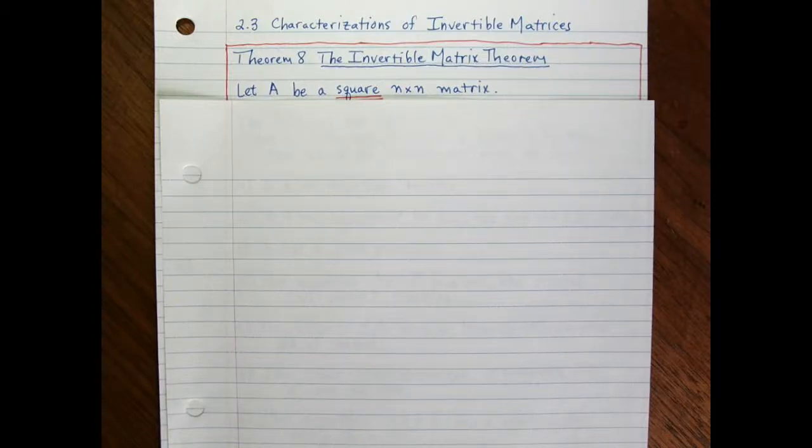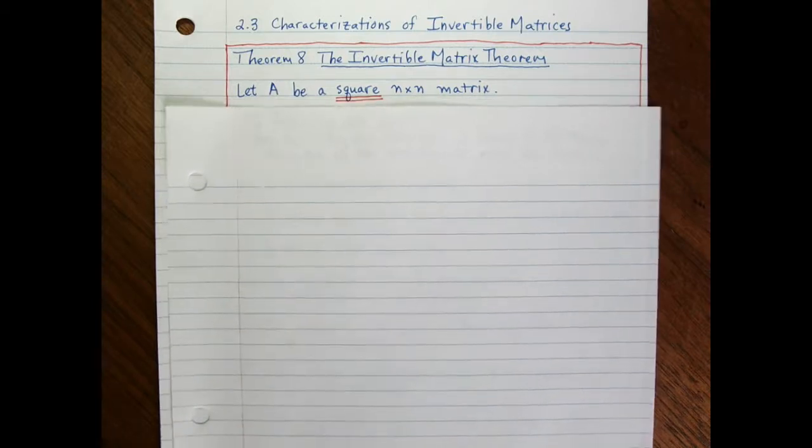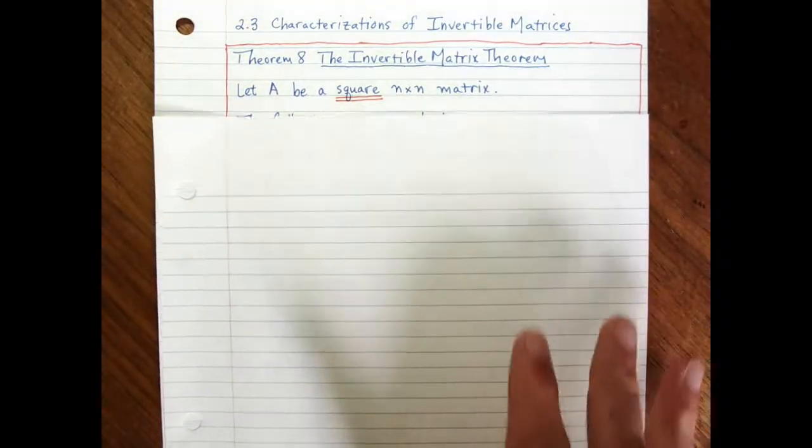Section 2.3 is called Characterizations of Invertible Matrices, and this section centers around what our textbook calls Theorem 8, the invertible matrix theorem. We're going to look at a whole bunch of statements that are equivalent to each other in the square matrix case.